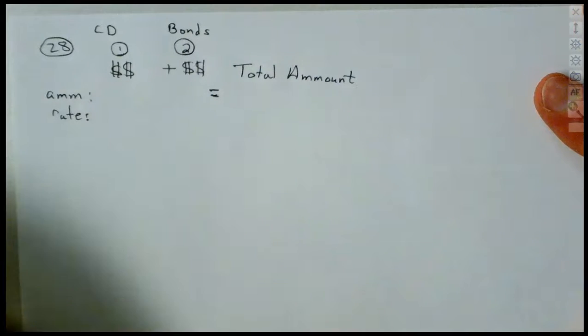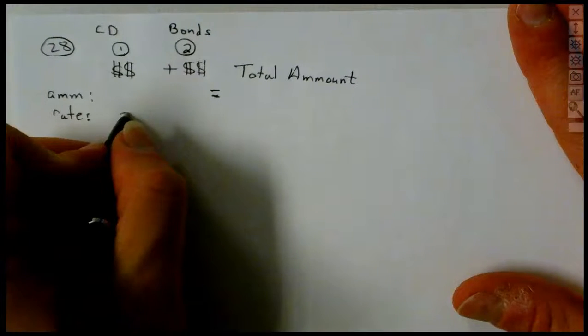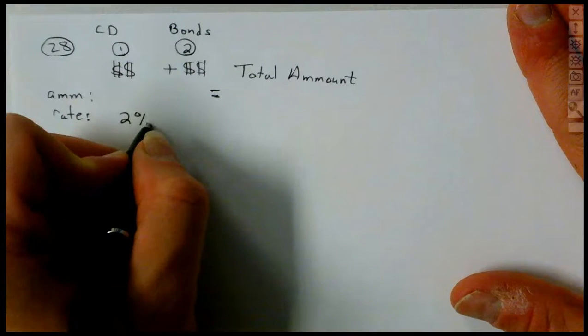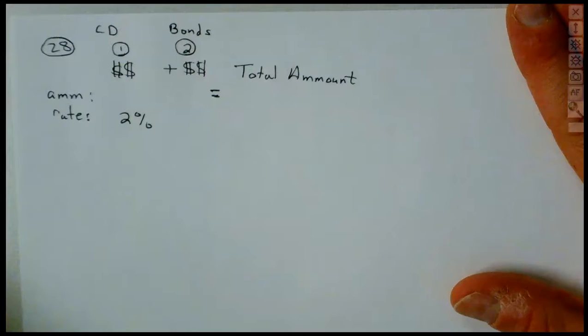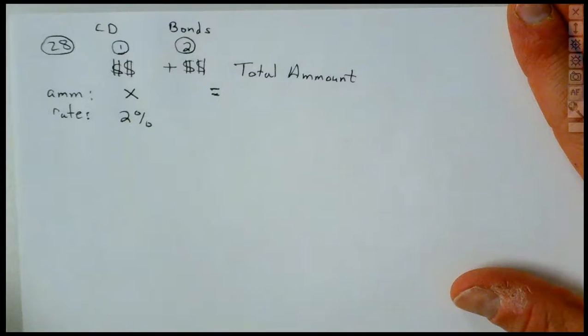So now we've got to fill them in. And what do we have? Well, it says Margaret's going to invest some of the money that she's got in a CD. And that CD pays 2%. So the 2% goes here. And we don't know how much she put in there, so we're going to use an X. Unknown amount at 2%.